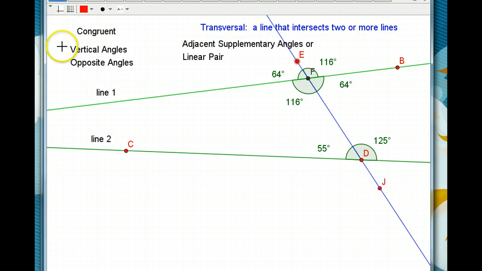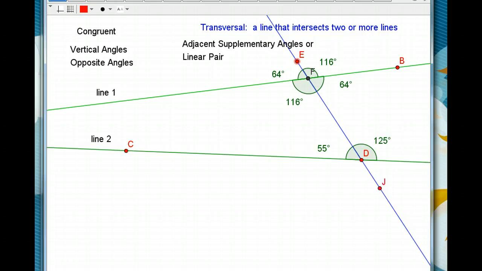So we've talked about special pairs of angles: vertical angles or opposite angles, which are across from each other and share a common vertex. And then we talked about adjacent supplementary angles, or angles that share a common side. We found out that they are also called a linear pair because their angles add up to 180. But there are some other types of angle relationships occurring here.